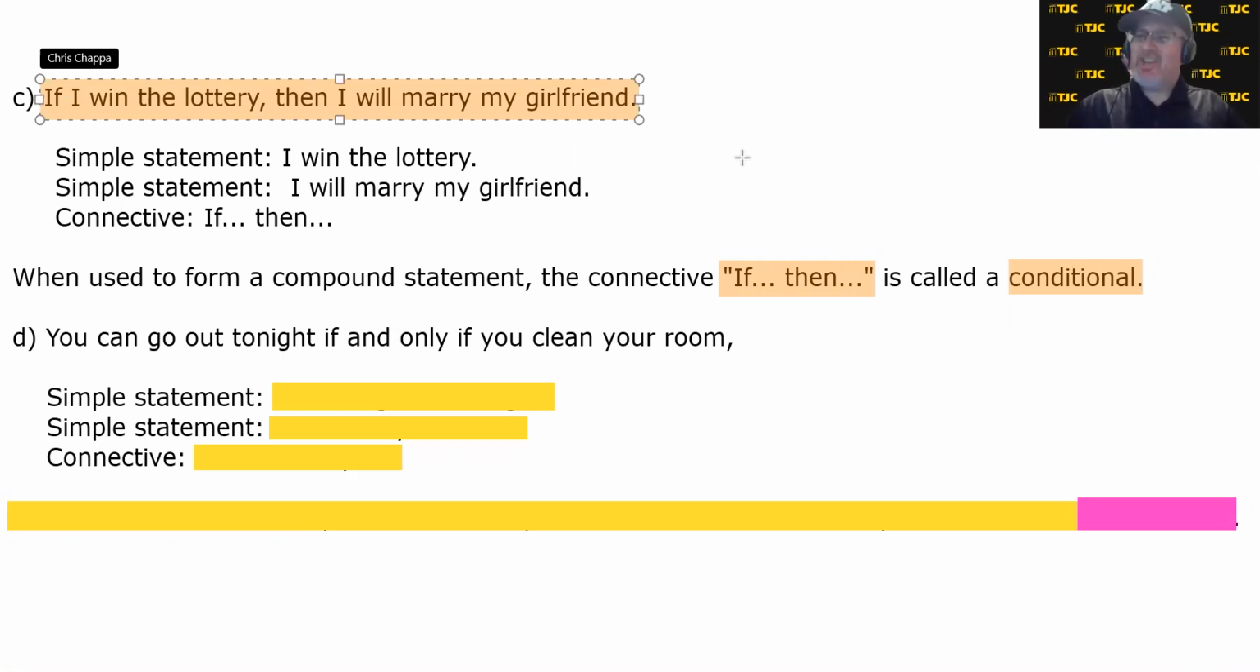Maybe it'd be better to say conditional statement. And the phrase if then is called a conditional. Yeah, I think I'll try to do that from now on. When referring to the entire statement, I'll include the word statement. So for example, this would be a conditional statement.